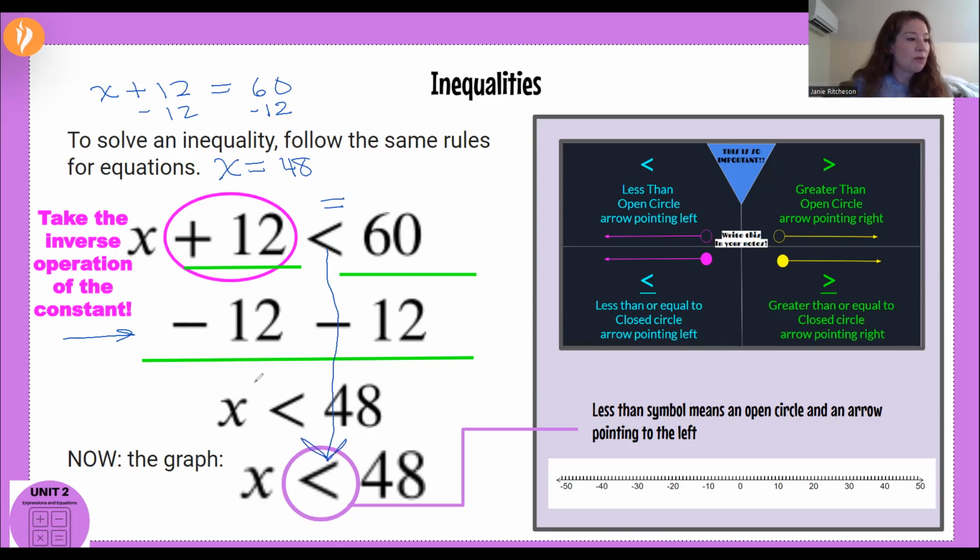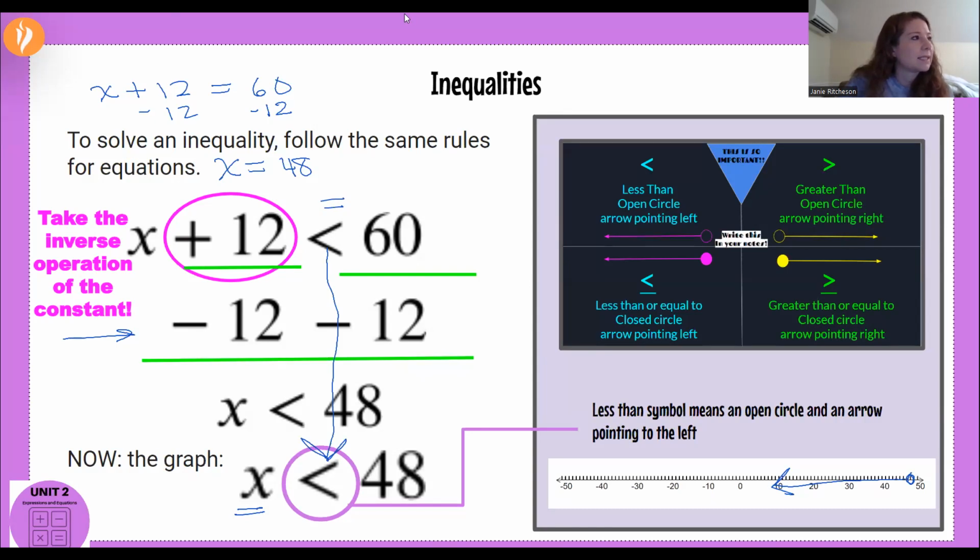And then you're going to graph it. So we find 48 on our number line right here. Very small. We do not fill it in, right? And then our arrow points to the left because our variable is on the left of the inequality sign.